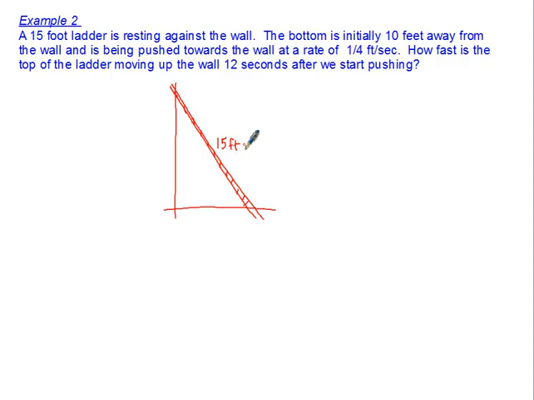The bottom is initially 10 feet away from the wall and is being pushed towards the wall at a rate of 1/4 foot per second. How fast is the top of the ladder moving up the wall 12 seconds after we start pushing? Okay, so that's a lot of information here. What else do we know? I know that from here to here is 10 feet, right? And what is happening to this ladder?